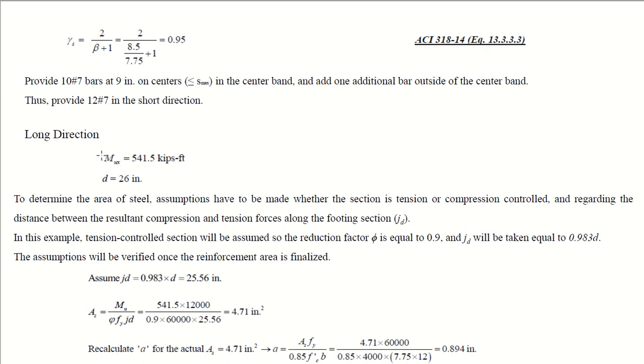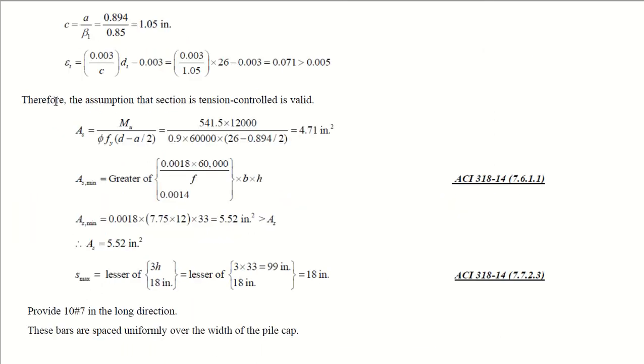Coming to the long direction, we have this moment, we perform the same steps and again validate the assumption. If it's okay, select the area of steel, check against the minimum reinforcement requirement and check the spacing requirements. So provide 10 number 7 in the long direction. These bars are spaced uniformly over the width of the pile cap.